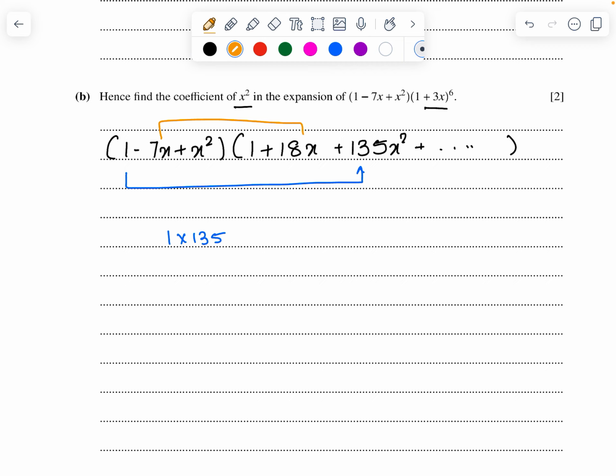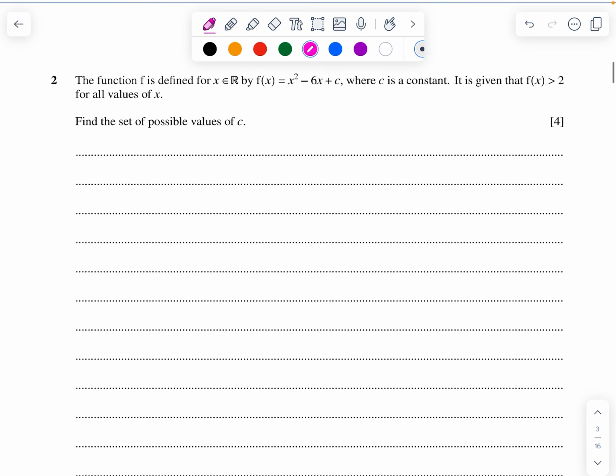Is there any other way to get x squared? Negative 7x is multiplied with 18x, so negative 7 times 18. And is there another way of getting that? x squared is multiplied with this 1, so 1 times 1. So it gives you 135 minus 7 times 18, which is 126, plus 1 times 1, which is 1. So the final answer is going to be 10. Again, method mark for writing this out and an accuracy mark for getting 10. 2 marks for that.